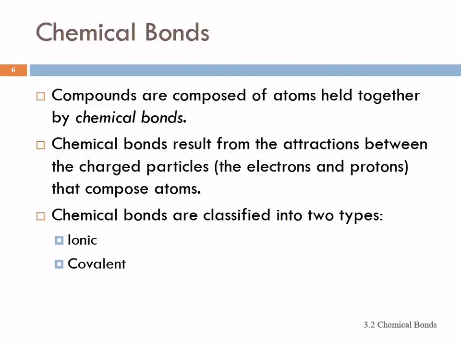We've learned that the atom is composed of protons and neutrons and electrons. The electrons have negative charges, the protons have positive charges. Opposite charges attract each other, and it's this attraction between opposite charges that causes the bond to form. There are two different categories of chemical bonds, ionic and covalent.